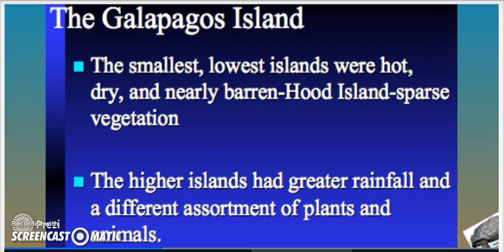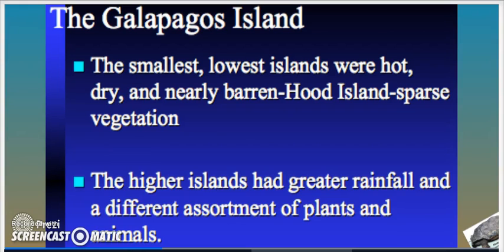The smaller islands, and the smallest ones, were really, really hot. They were dry. They were nearly devoid of any sorts of vegetation. There was vegetation, but not a lot. Hood Island was one of these. It had very, very sparse vegetation. He compared this to some of the bigger islands.